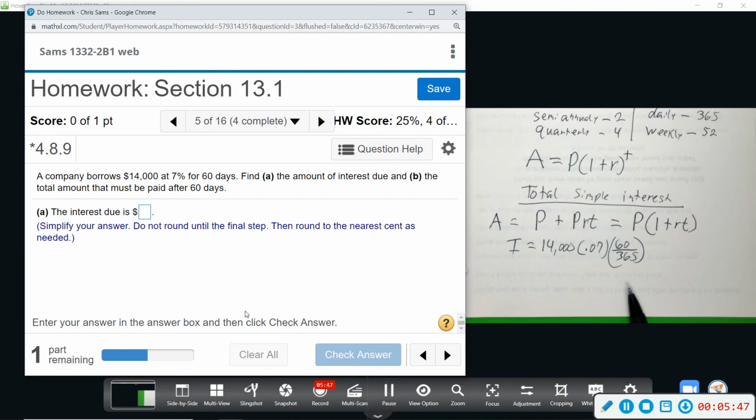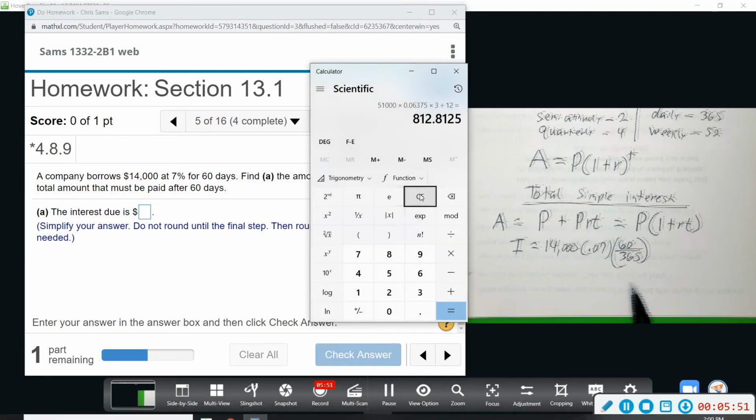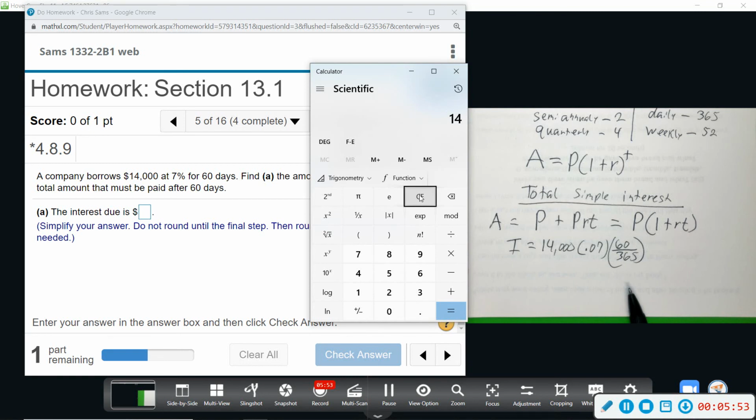So we're going to find the interest. Let me pull up the calculator, clear this out. 14,000 times 0.07 times 60, and then divided by 365. All right, so that's going to give us $161, and that'll round to 10 cents.